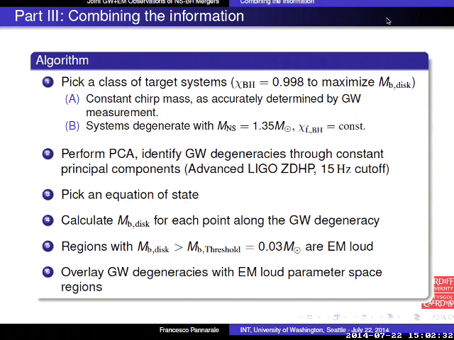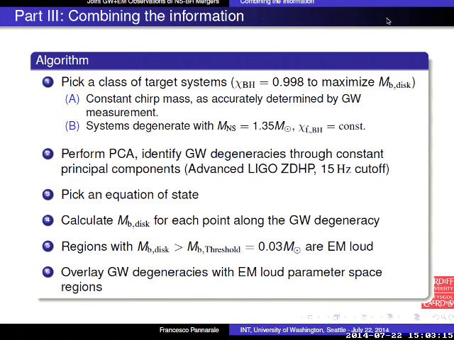We picked classes of target systems. In particular, we fixed the magnitude of the black hole spin to 0.998 in order to maximize our chances of having a massive remnant disk. The two classes of target systems we picked had either constant chirp mass, which we can determine very accurately with a gravitational wave measurement, or they were degenerate with systems that had a fixed neutron star mass and a fixed black hole spin projection on the angular momentum.